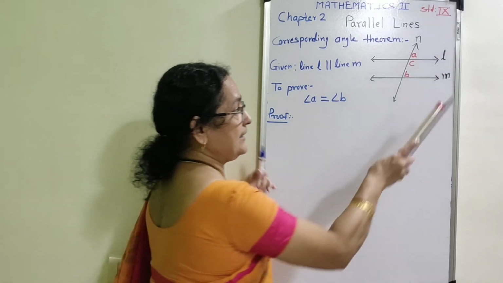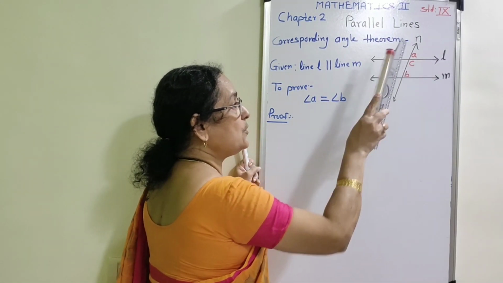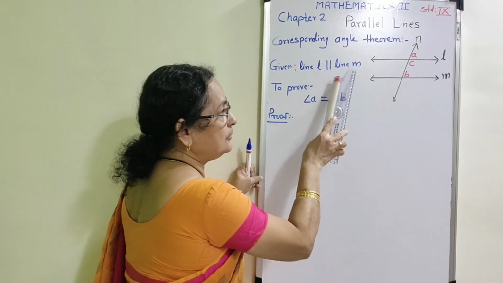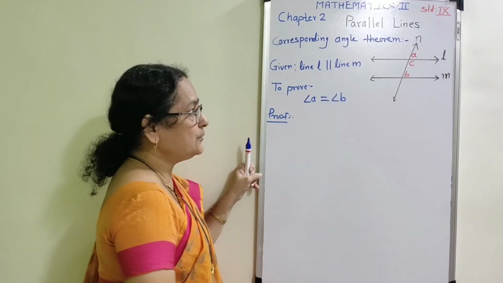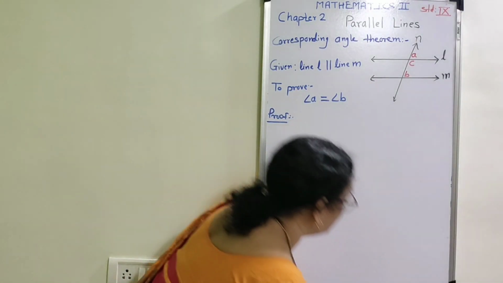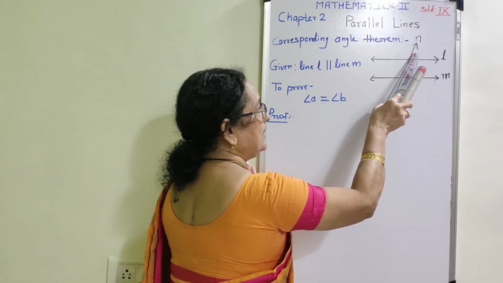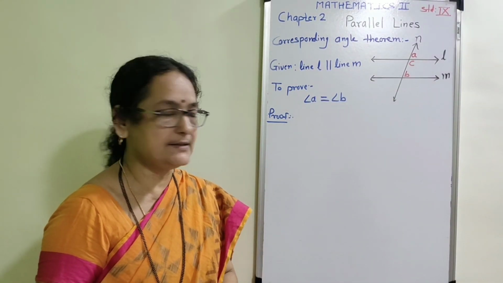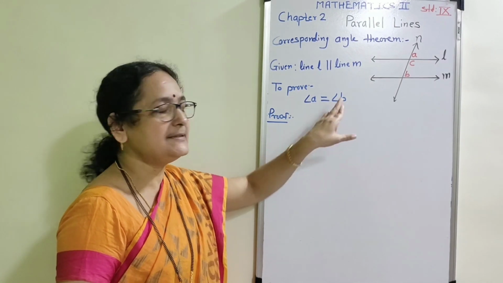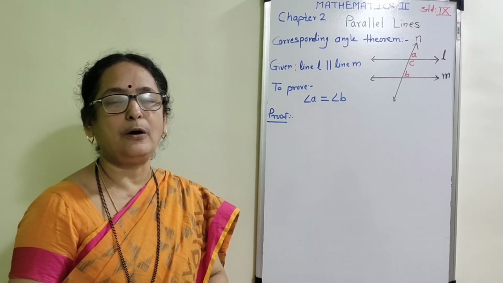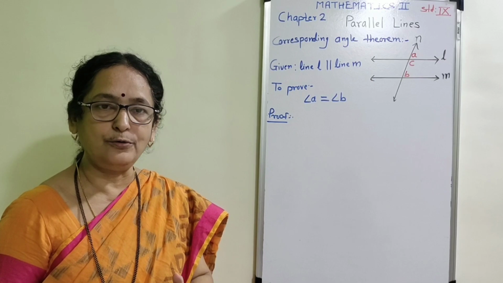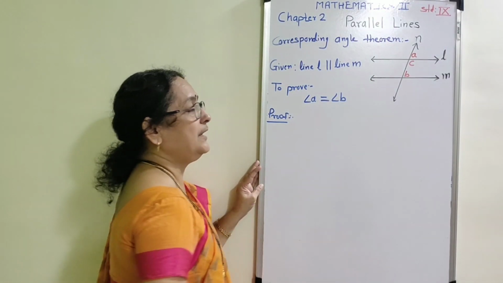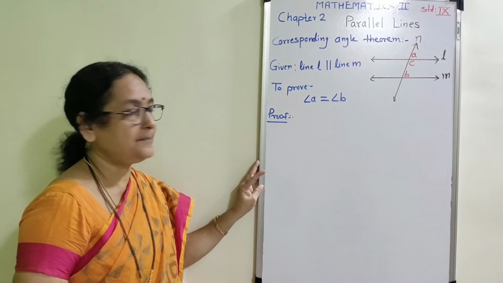Now here, observe the given figure. In the figure, line L and line M are two parallel lines. It is given that line L is parallel to line M. You are going to prove that the corresponding angles are equal. Here angle A and angle B, these two are corresponding angles, and you are going to prove that these angles are equal, or they are congruent.